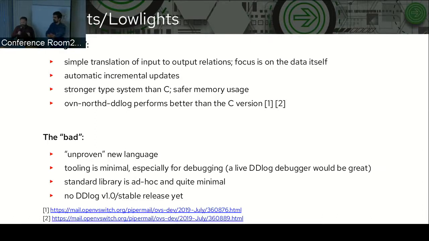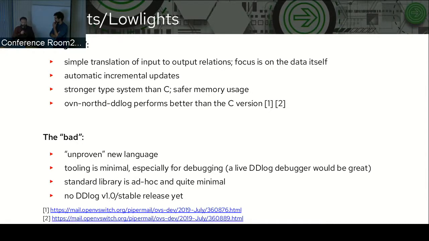Even with the incremental engine in OVN controller, you have to think very hard about how to iteratively make the code work, whereas the declarative nature of ddlog means you only think about the data translations, not necessarily the dependencies, because the language just works that out. And then there are some bonus aspects like the stronger type system as well as safer memory usage than C. And there is an ovn-northd version, and we have tested it, and it definitely does perform better than the C version right now.